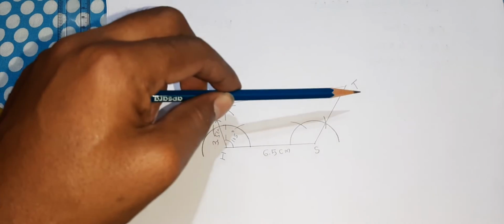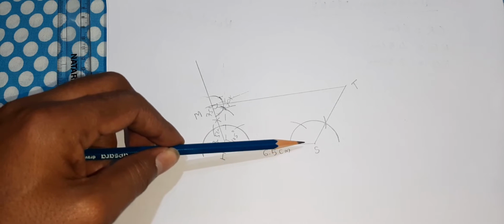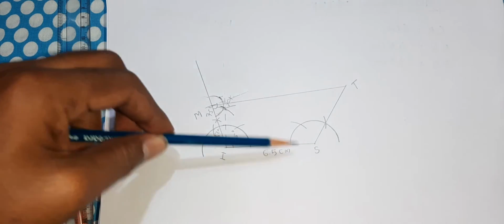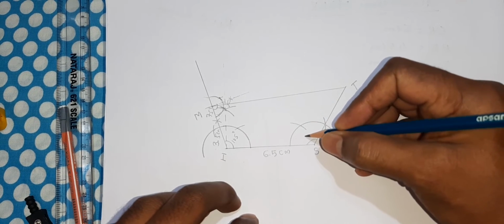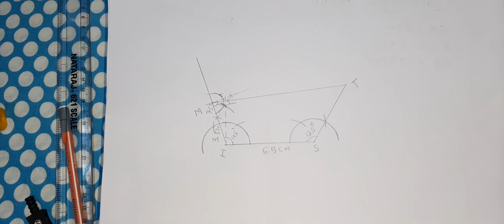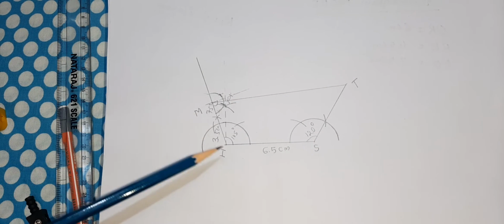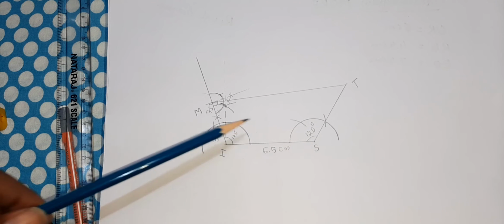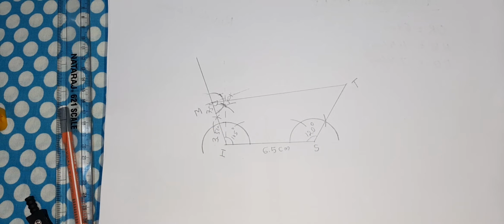Then extend that line, right? MT is extended. Now here it is 120 degrees. At S 120 degrees, then extend ST. This is 120 degrees. So by joining ST, you will get the required quadrilateral MIST, right? MI is 3.5 centimeter, IS is 6.5, and at S is 120, angle I equal to 105, angle M equal to 75 degrees. Right, children?